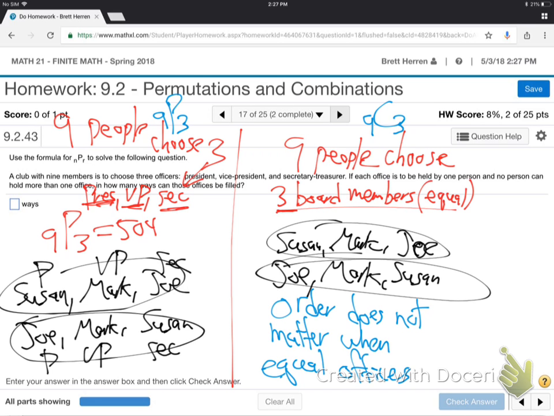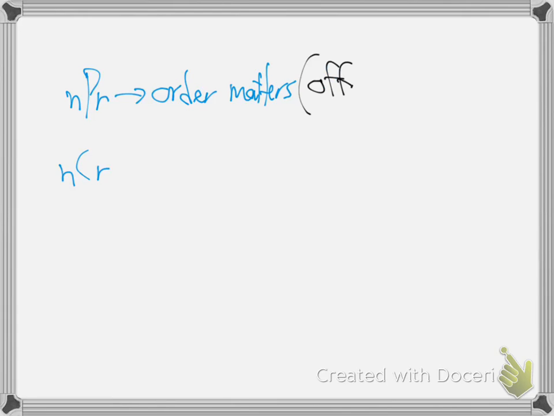P is permute. That means switch the order. That means the order matters. So the P, order matters. The C is for when order doesn't matter. So let me summarize that a little cleaner. So you use nPr when order matters. And when does order matter? When the offices are different, right? Like president, vice president, secretary.